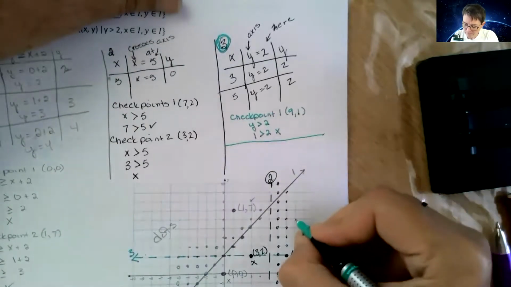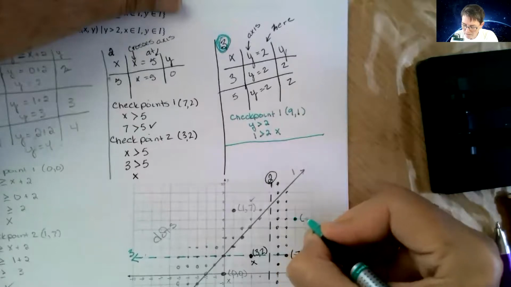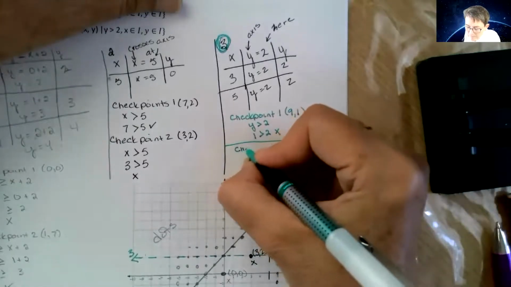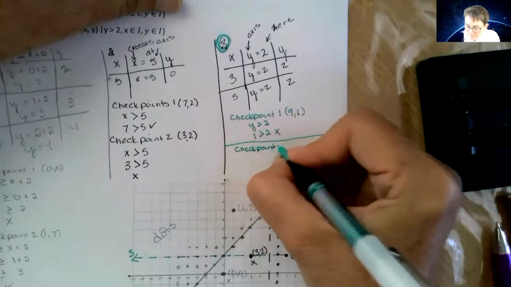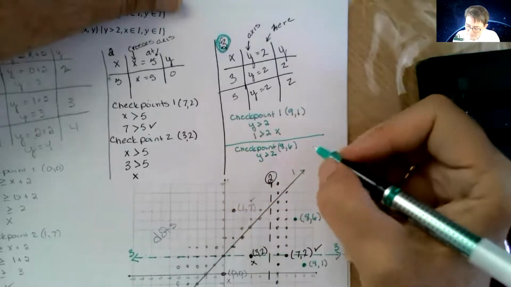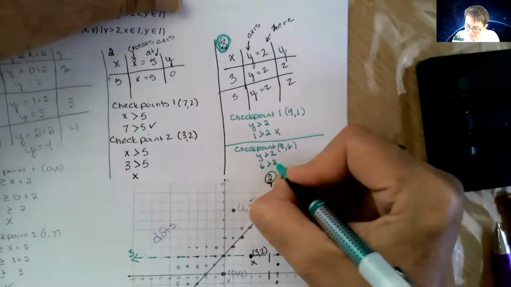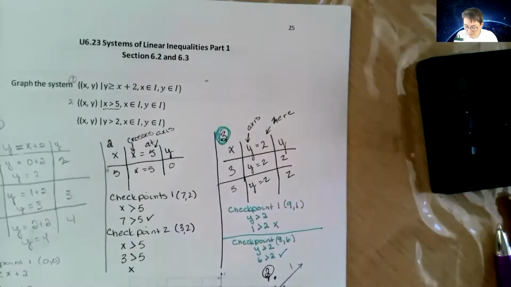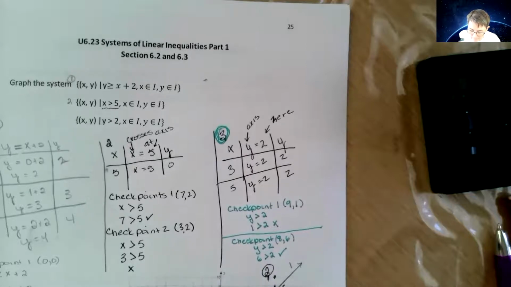So let's pick a point on top of it. And that has the coordinates of 8 and 6. And I need y is greater than 2. Well, 6 is greater than 2. So that's a yes. So this is a no. And this is a yes. So that means everything above that green line is included.